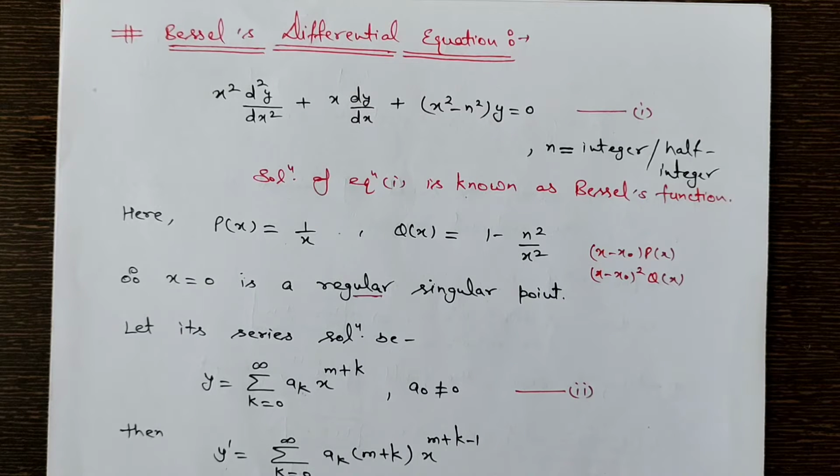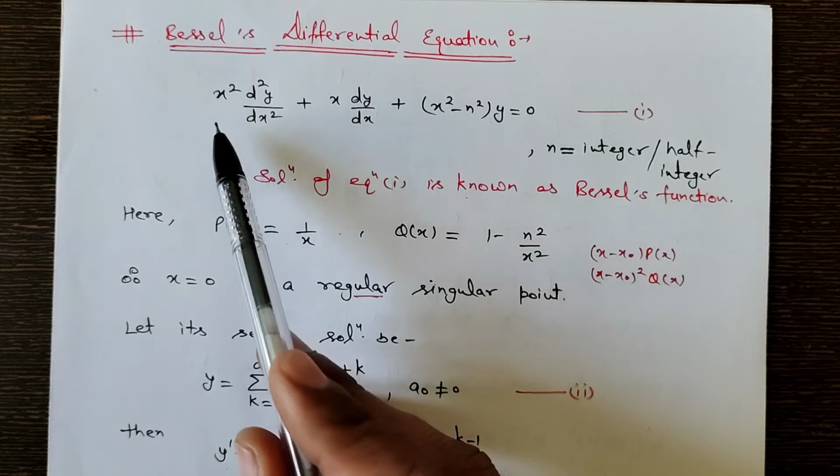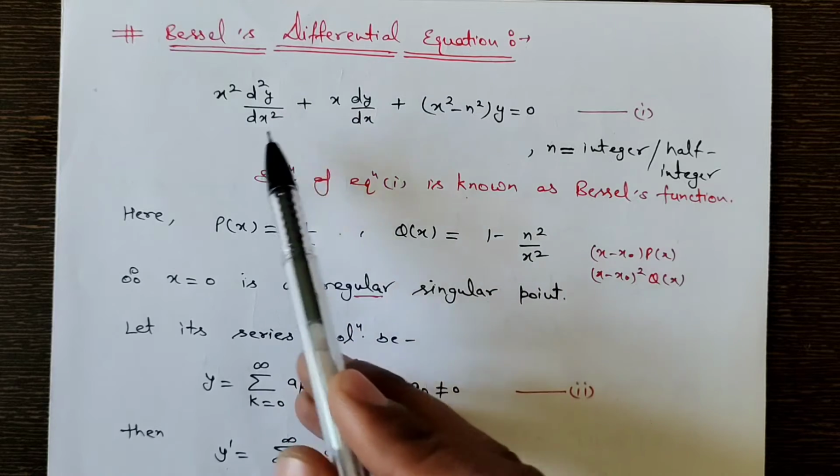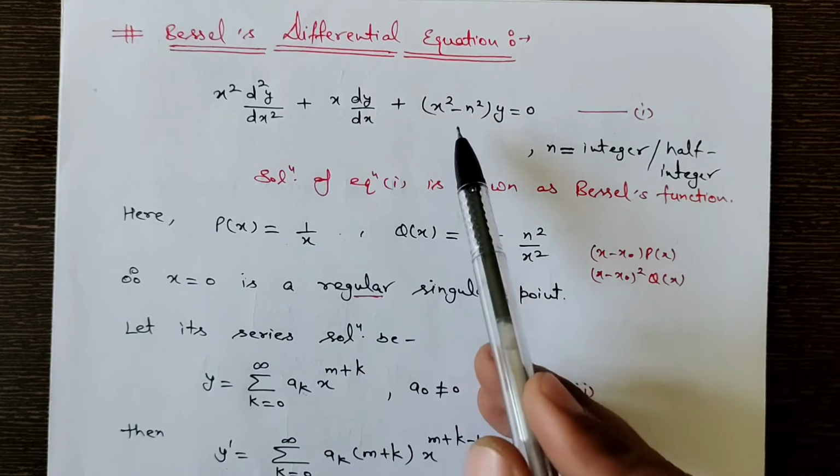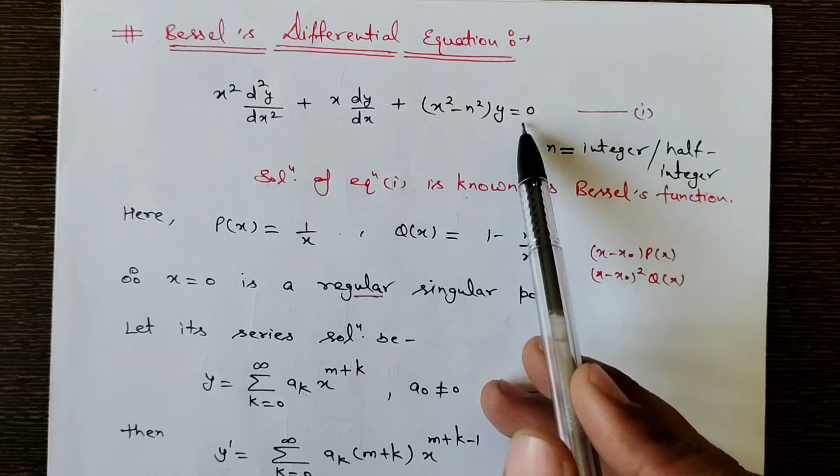Hello everyone. In this video we will discuss the Bessel differential equation and its second solution. In the last lecture we discussed the Bessel function of first kind for the corresponding differential equation, that is x² d²y/dx² + x dy/dx + (x² − n²)y = 0.